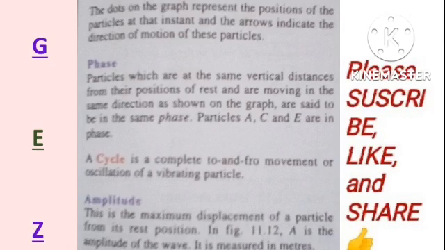Now let's talk about the different terminologies that are associated with waves. So just bring back that image of a transverse wave, which I talked about earlier. When we talk about such waves, we have different things we talk about in the motion of the wave. Now the dots on the graph represent the position of the particles at that instant, and the arrows indicate the progress of motion of this particle.